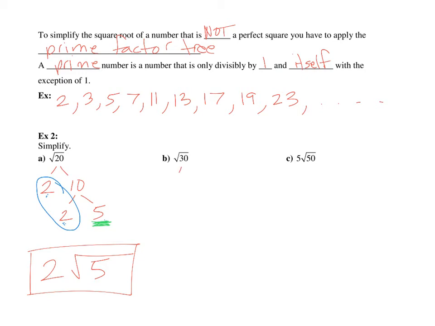All right, let's do another example. 30. What's the smallest prime that goes into 30? Now always start off with the smallest, all right? Because if you don't, then you're going to have a tree where the branches go all over the place, and you could miss a prime.